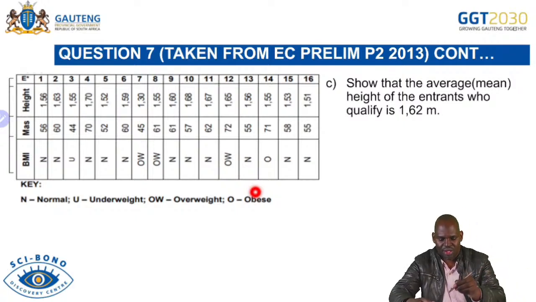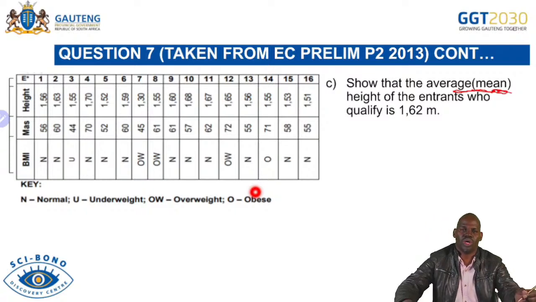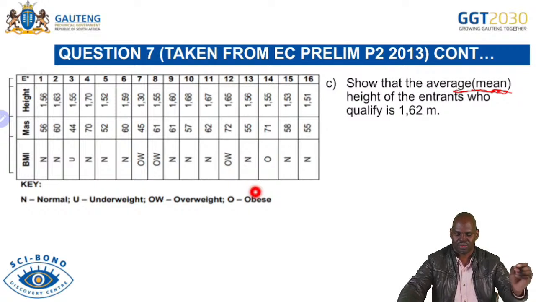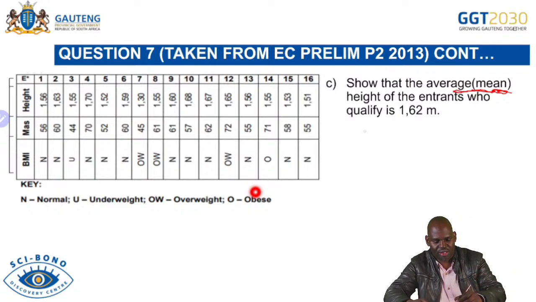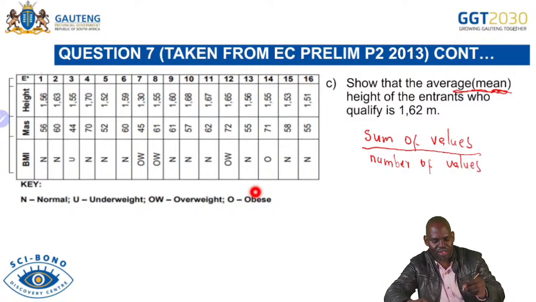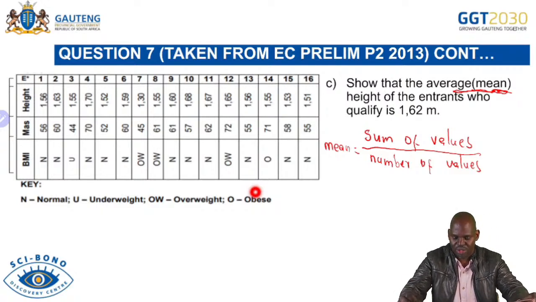Show that the average, then in brackets they say mean. Okay, mean is the most common word that we are using. Show that the average mean height of the entrants who qualify is 1,62 meters. You know the average or the mean is the sum of values divided by the number of values. That is the formula for calculating mean. Okay, sum of values divided by the number of values.